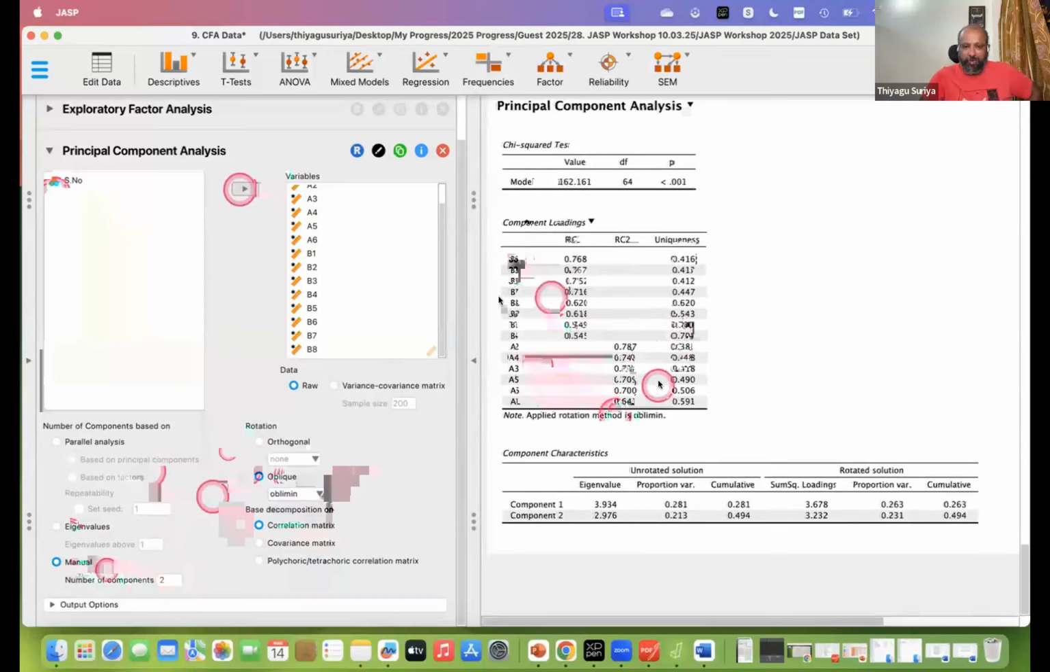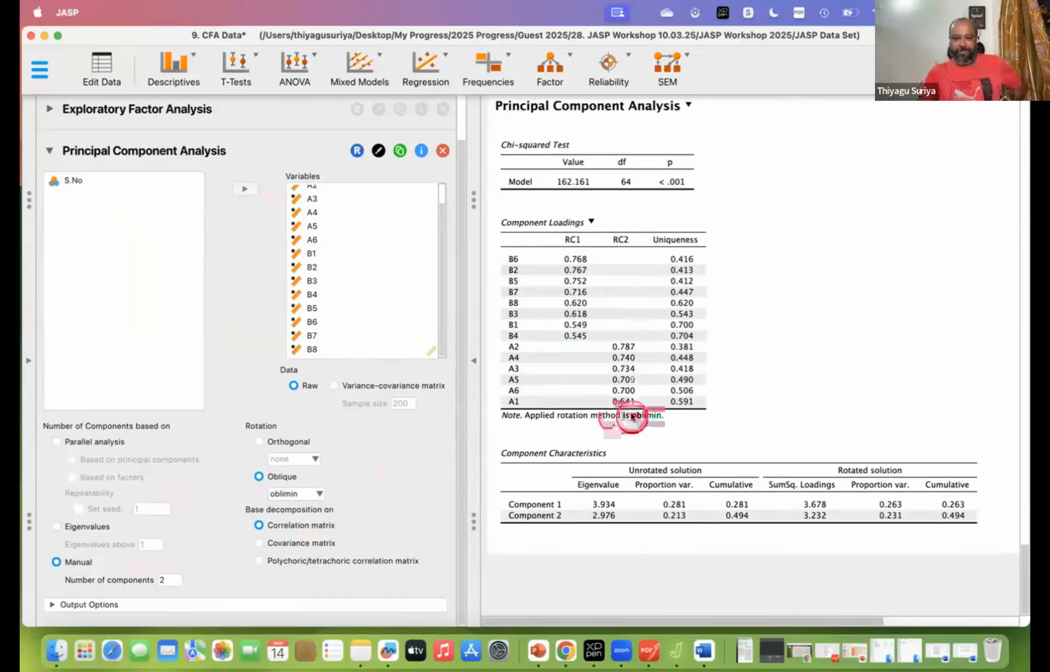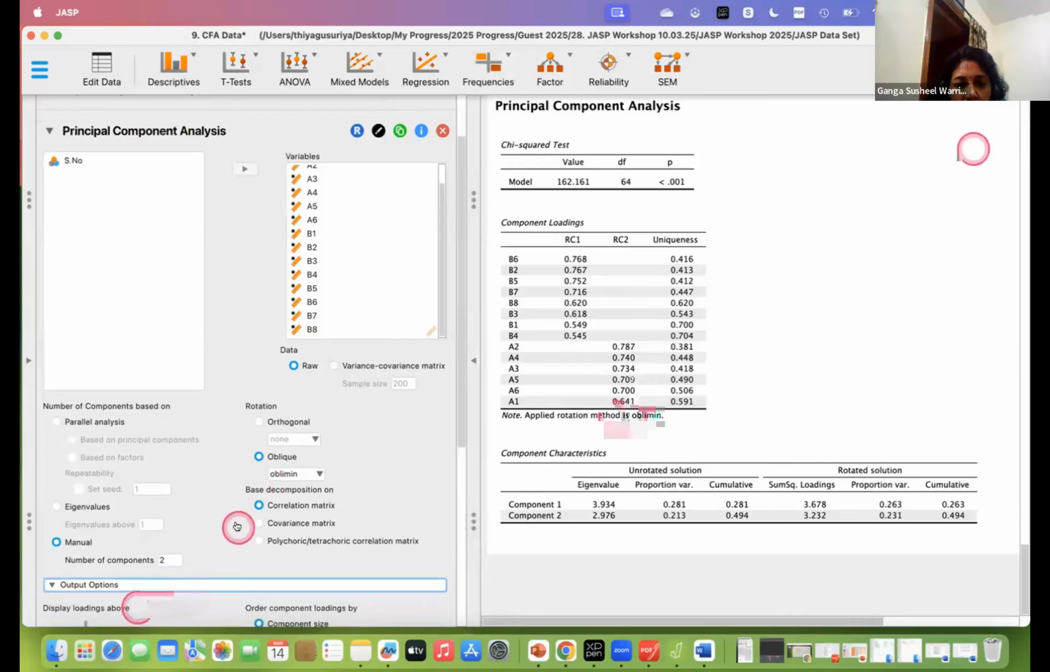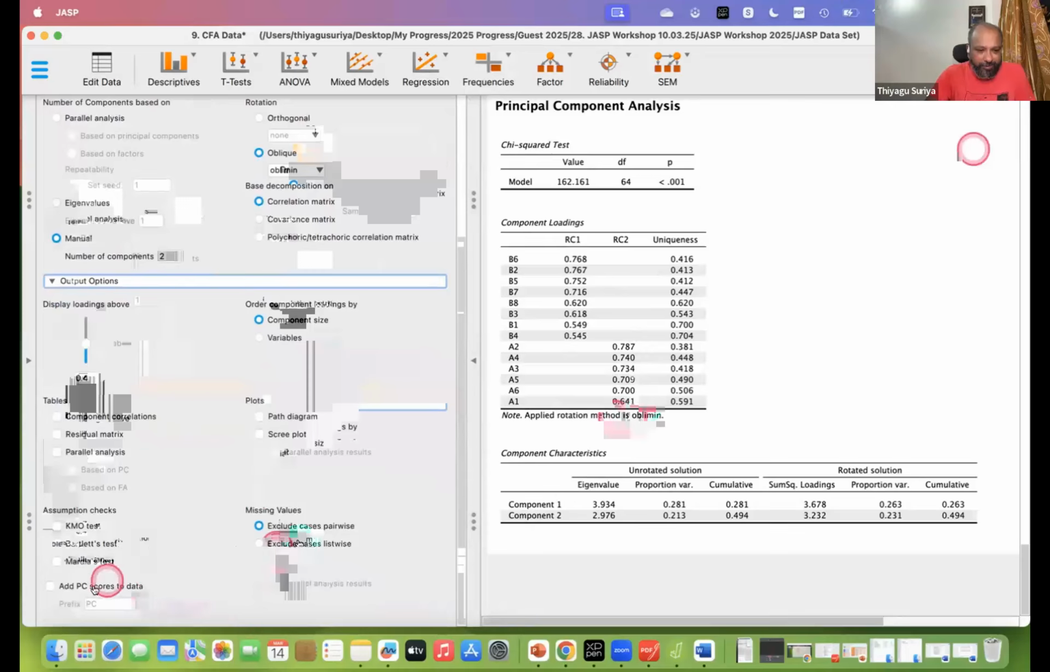All the items lie on the second factor. Then you can define this based on the characteristics called barriers. This is called enablers, right? So this way we can ensure it. And the good thing is that because it is a path diagram, you can see this is the path diagram.